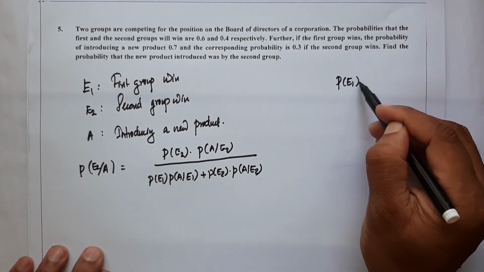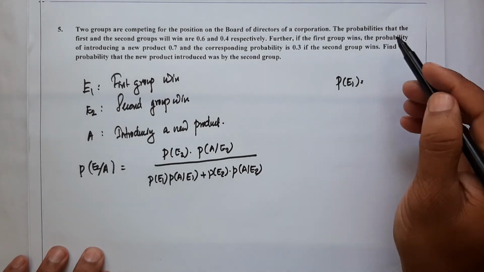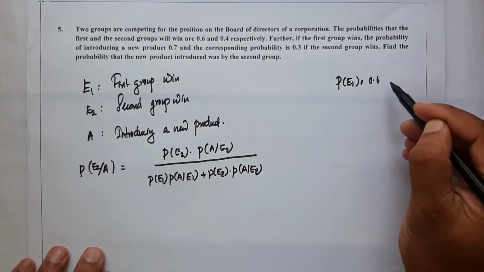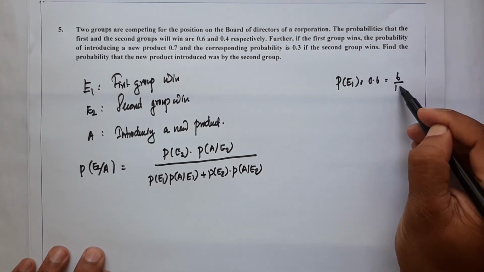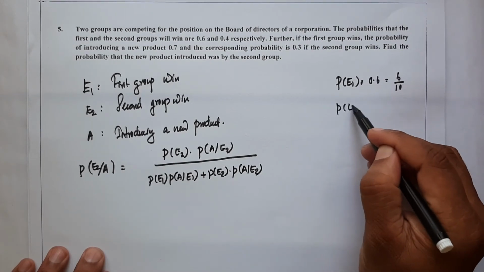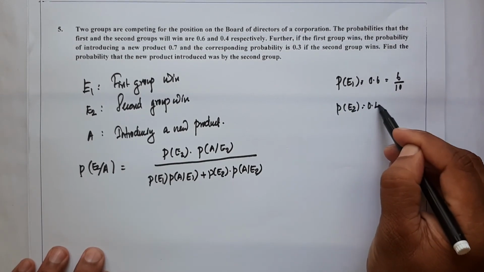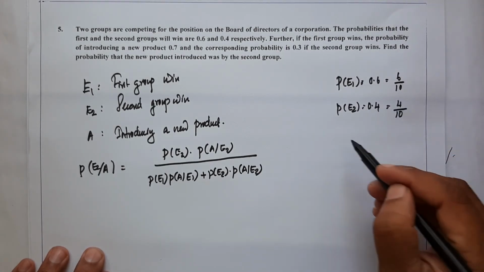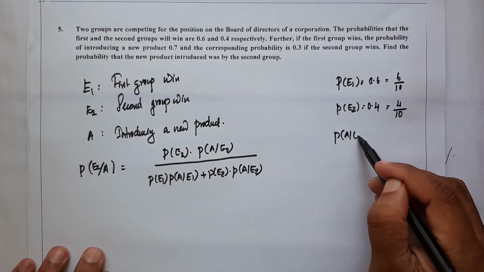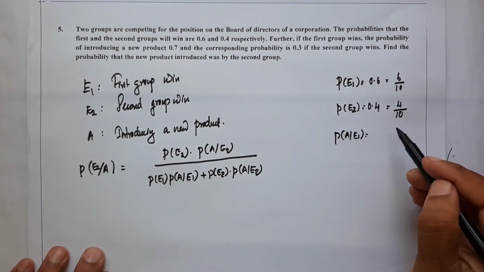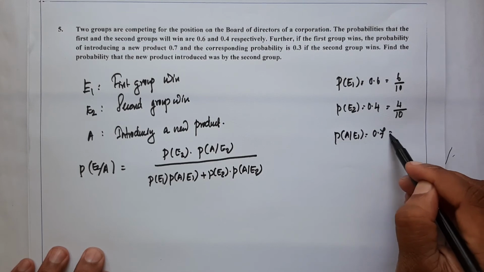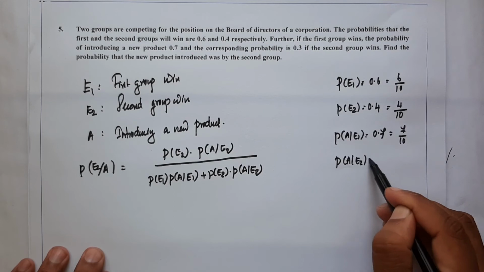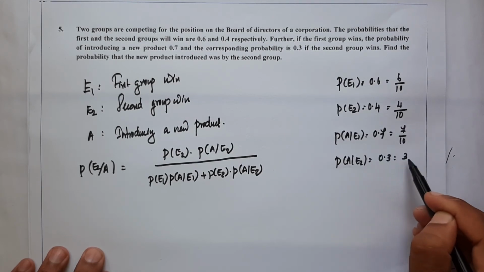Now P of E1, what is the probability? The probabilities of the first and second groups are already given. P of E1 is 0.6, that is 6 divided by 10. P of E2 is 0.4, that is 4 divided by 10. Then P of A given E1, the chance of forming the product in the first case, is 0.7, that is 7 divided by 10, and P of A given E2 is 0.3, equal to 3 divided by 10.